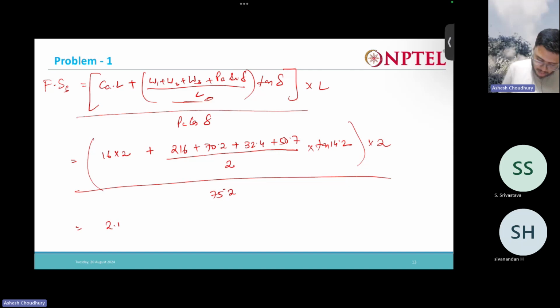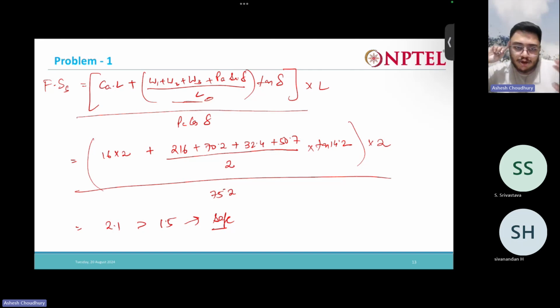This will come out as 2.1, which is greater than 1.5, so safe. Okay, so the sliding check is done and the overturning check is done. Which one is remaining last? The last external stability check, that is 7. Which one is that?